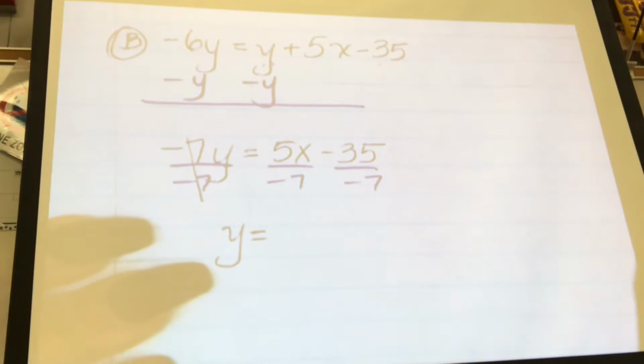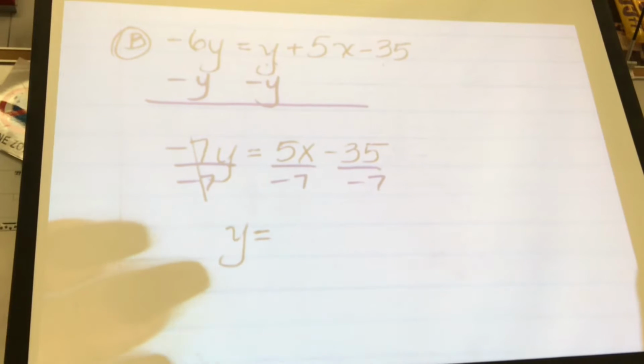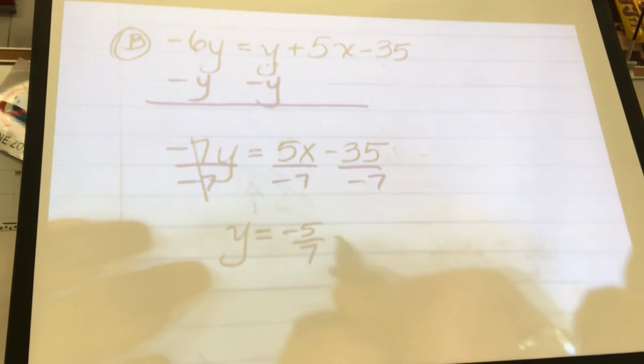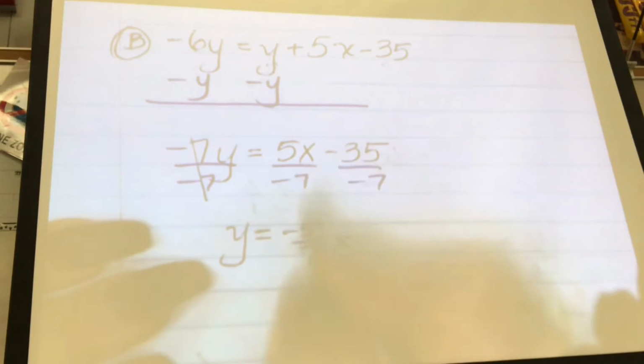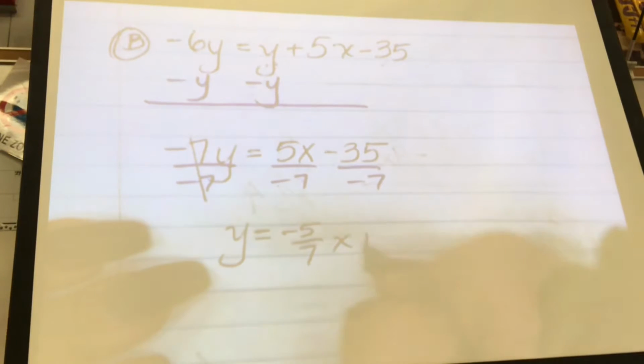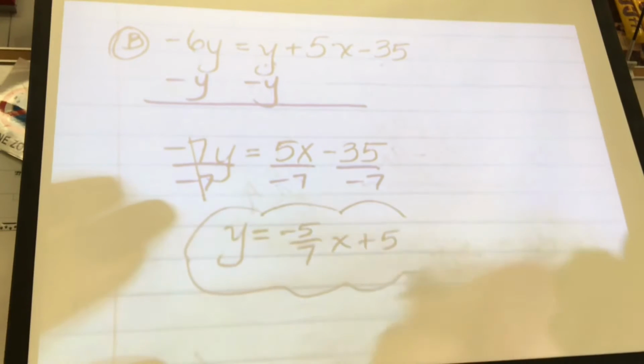Is it positive or negative? Uh-oh. Is it good marriage or bad marriage? It's a bad marriage, right? So -5/7 x. And then what about this marriage? Positive what? 5. Good. So we're going to graph this.